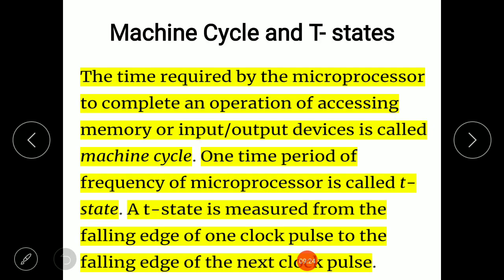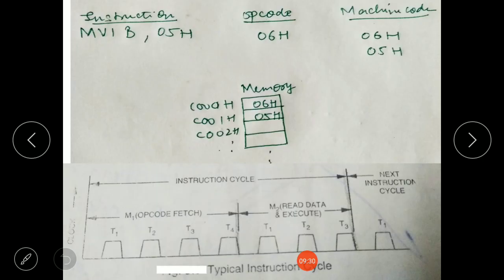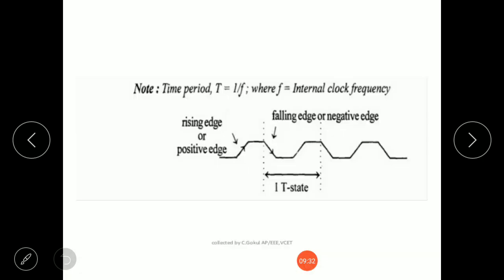Basically our T-state is measured from the falling edge of 1 clock cycle to the falling edge of the next clock pulse. As you can see, a T-state is measured from the falling edge of 1 clock cycle to the falling edge of another clock cycle, and 1 clock cycle constitutes 1 T-state. Or you can say 1 time period constitutes 1 T-state.